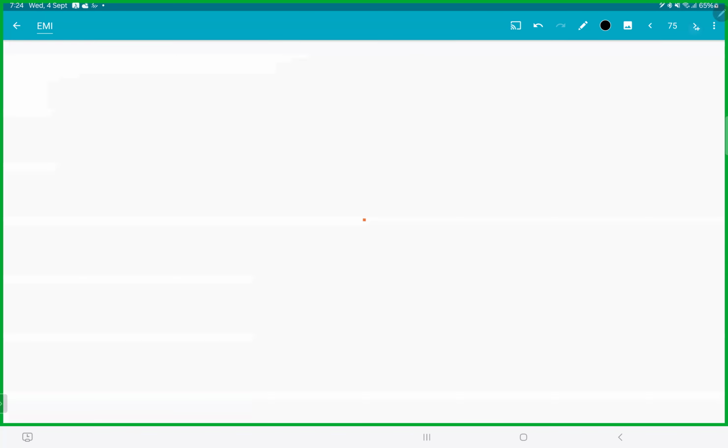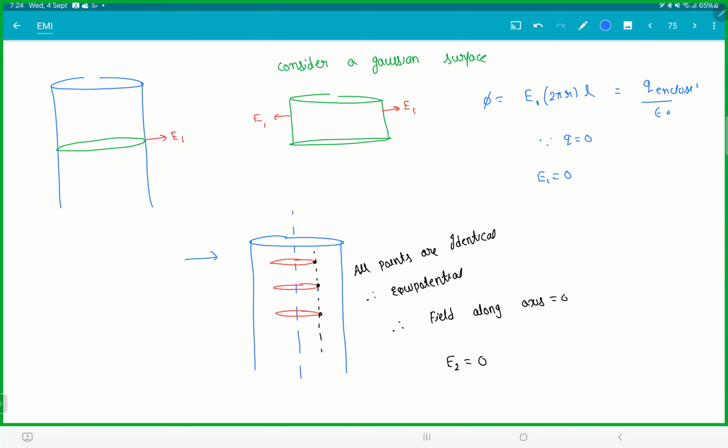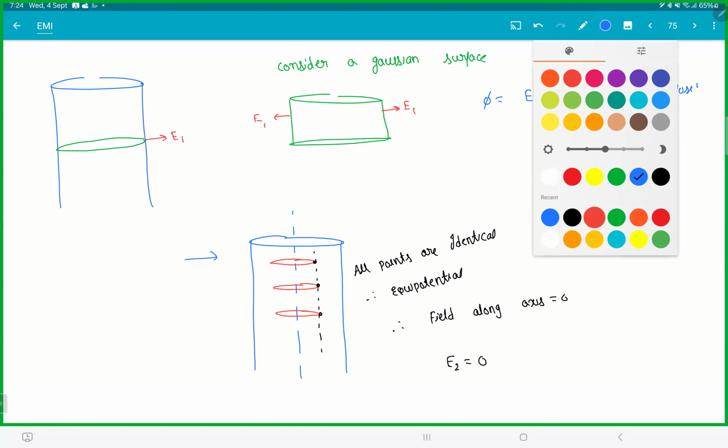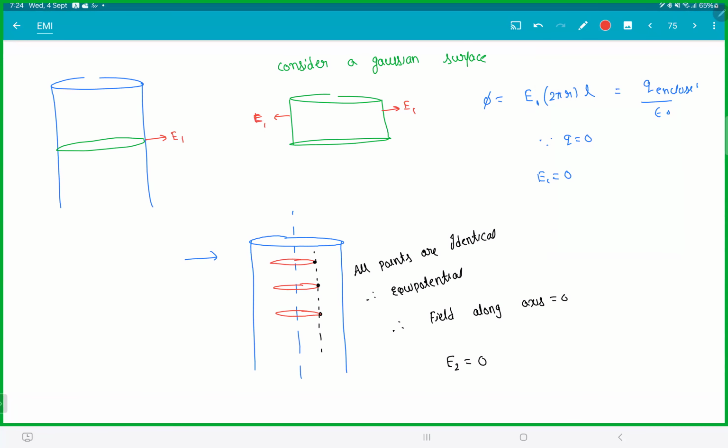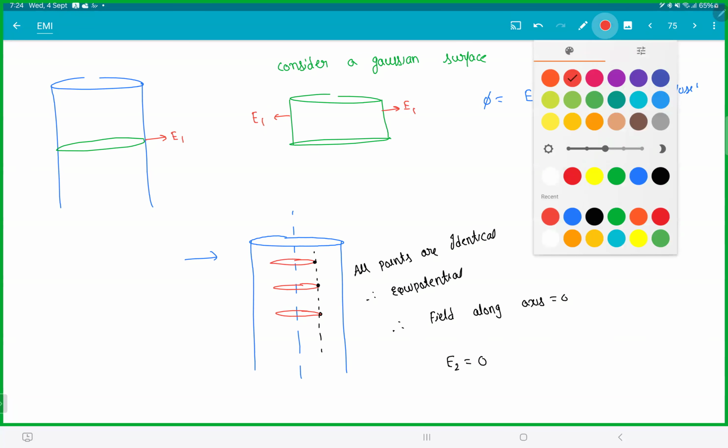Now, have a look at this. So this is how we proved that the field can be in 3 directions. We proved 2 directions cannot exist. So from this we can conclude, therefore, the field has to be tangential.